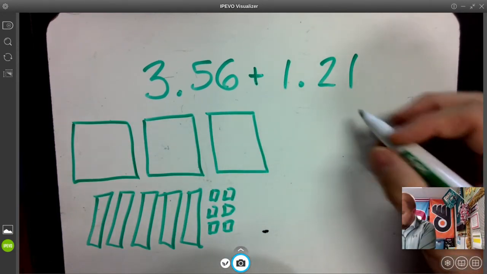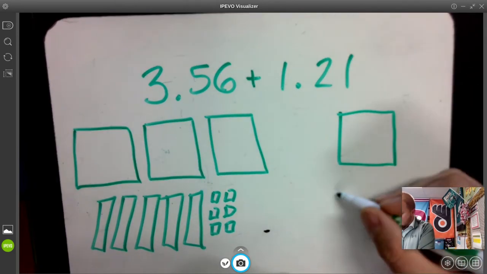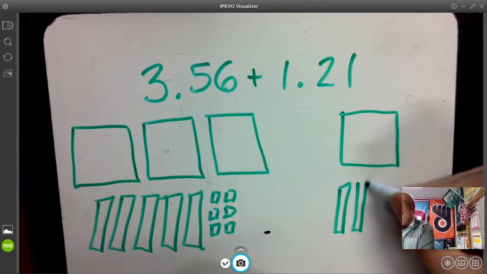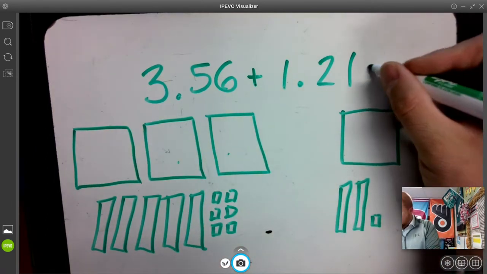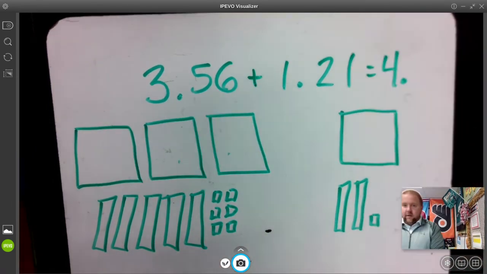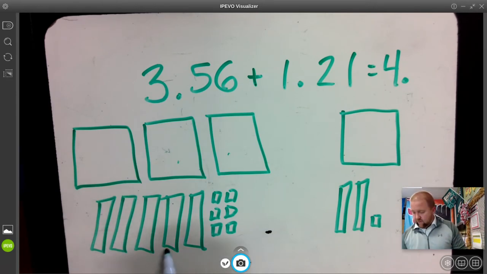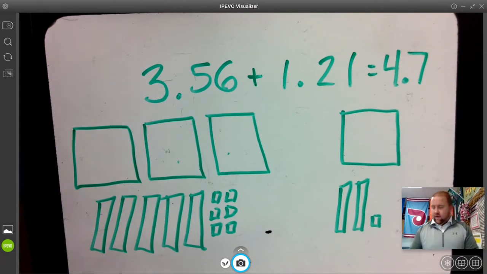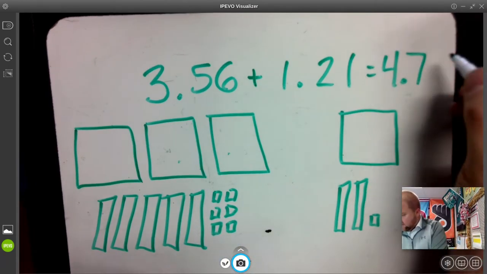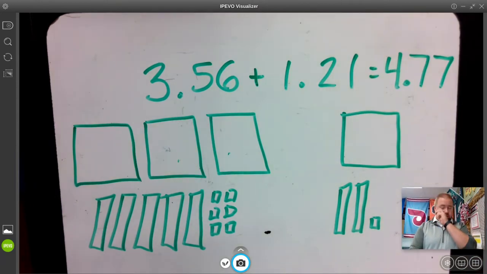We're going to add that to 1 whole, which is another flat, 2 tenths, and 1 of these little hundredths cubes. So when I'm adding these together, simply I am adding my wholes together, my tenths together, and my hundredths together. I have 1, 2, 3, 4 wholes, so that's a 4 in the ones place. I have 1, 2, 3, 4, 5, 6, 7 tenths, so that's a 7 in the tenths place. And then 7 hundredths in the hundredths place. So it would be 4 and 77 hundredths.